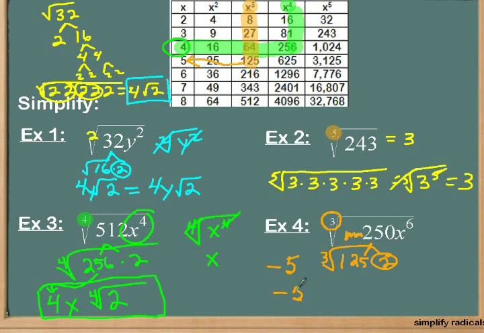So let's write what we have so far. I'm going to write this index before I forget. I have the 2 underneath the radical because it did not come out.